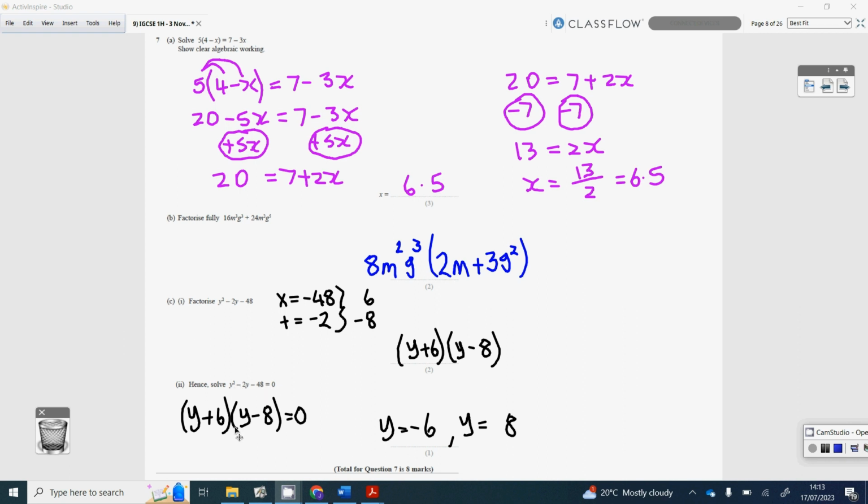Alternatively, what value of y would make this second bracket 0? Well, that's when y is 8, because 8 take away 8 is 0. Then 0 times whatever's in the first bracket would still be 0. So our second solution is 8. So you can see that our solutions, our roots, are the opposite signs to our magic numbers.